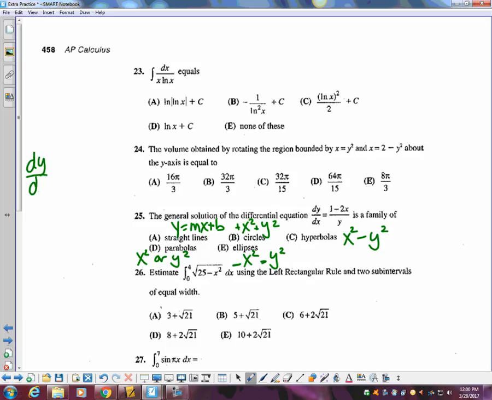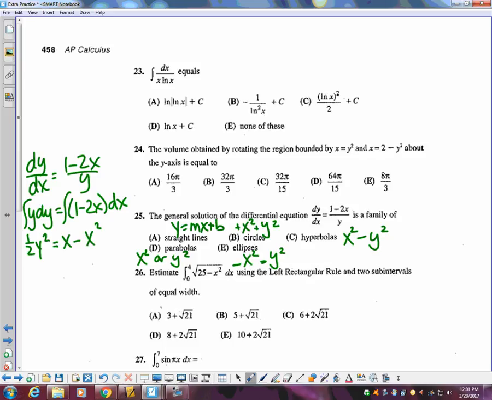So dy dx. Okay, so I'm going to separate my variables. So I'm going to multiply by y. Okay, then I'm going to integrate. So 1/2 y squared equals x minus 2, 1 x squared.